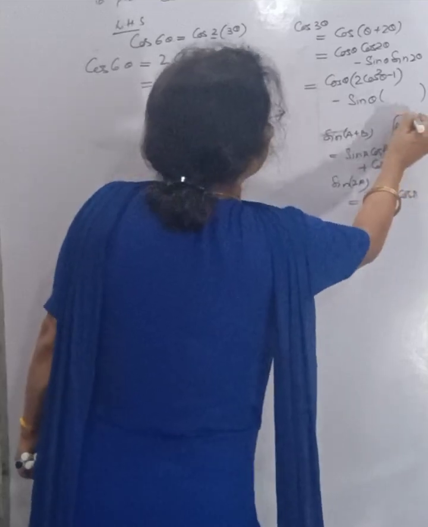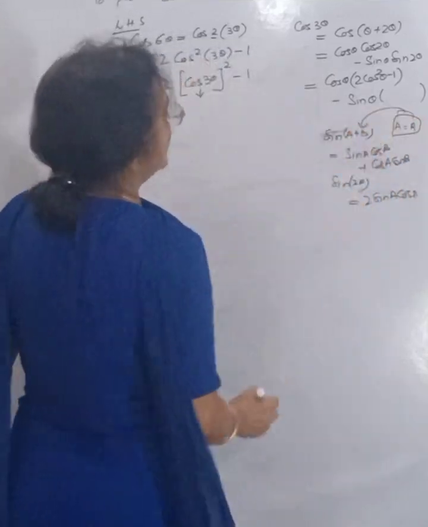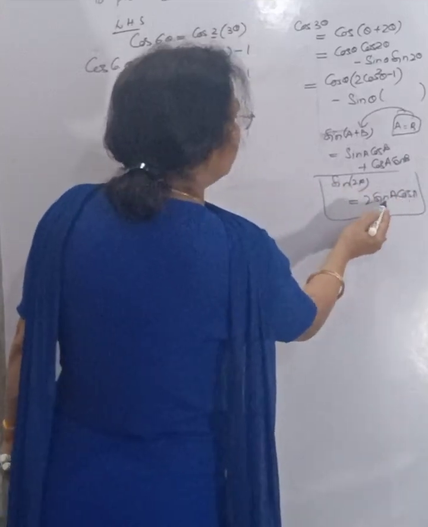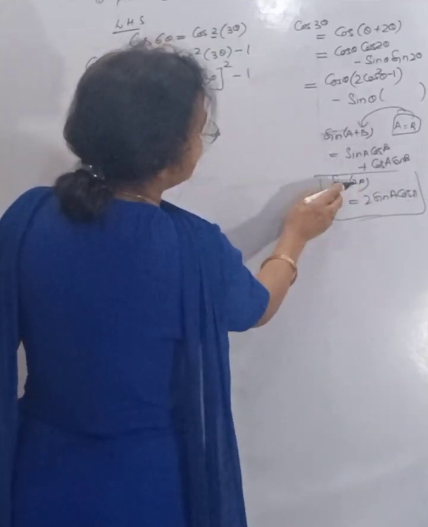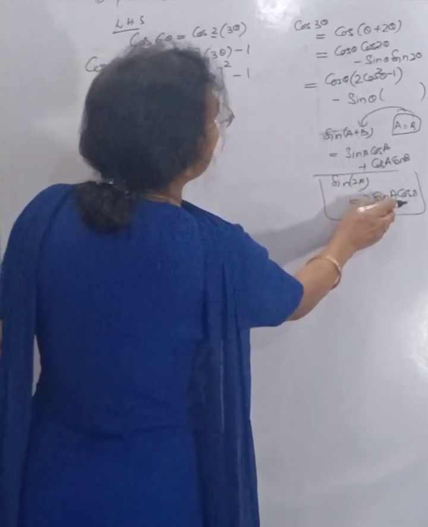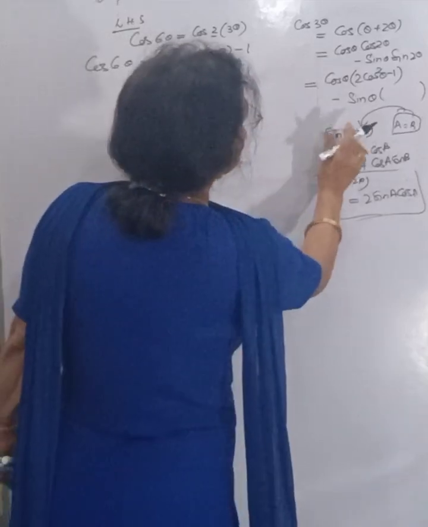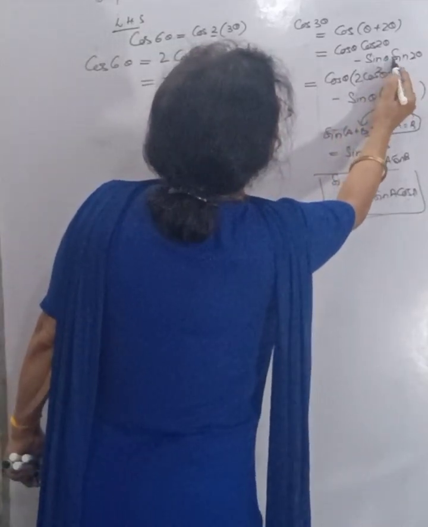If we put A is equal to B in this formula, it means this is the formula of cos 2A in terms of sine. We can write sine of 2A as 2 sine A cos A. So now, this was the value: sine A into cos 2A.